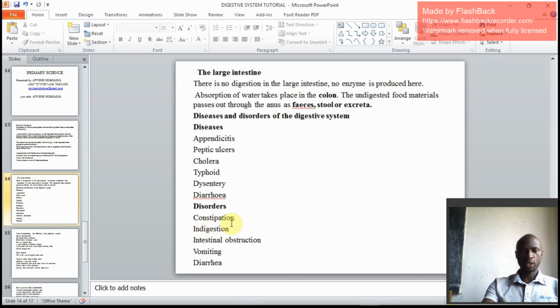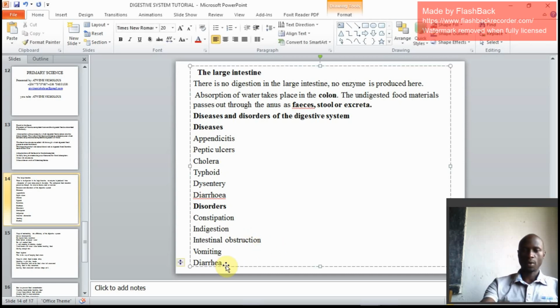We have indigestion. This one is caused when you eat food hurriedly. You just rush, as if you are competing with your friend, with your brother, with your sister. Indigestion will occur. There is also intestinal obstruction. This occurs when the intestines roll themselves. They try to roll, then you will have intestinal obstruction.